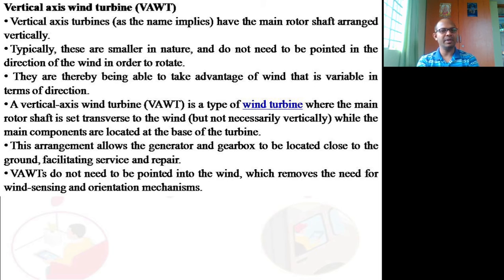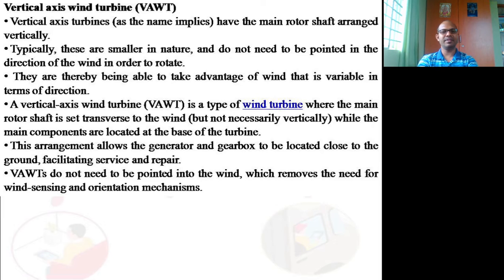Whereas these vertical axis wind turbines do not need to be pointed towards the wind, because of the beauty of this. I shall show you. If this is the tower, the blades will be like this. So there is no need for any anemometer or anything which has yaw. The yaw system isn't required at all. Whichever direction the wind may come from, it will rotate. That is a major advantage. It removes the need for wind sensing or any orientation mechanism, that is, a yaw mechanism.